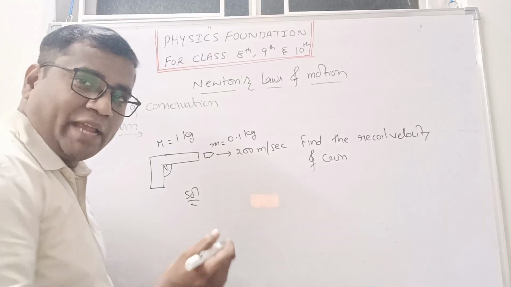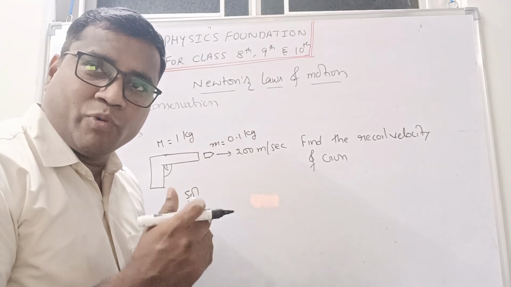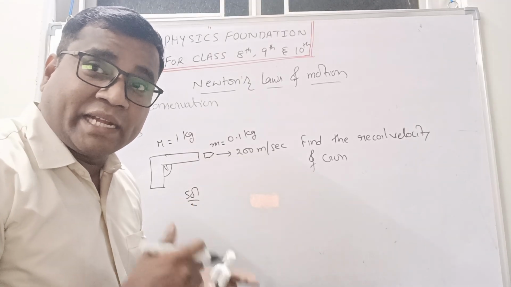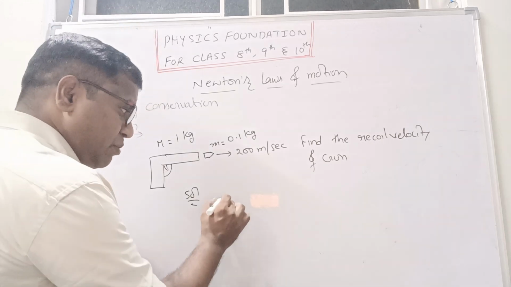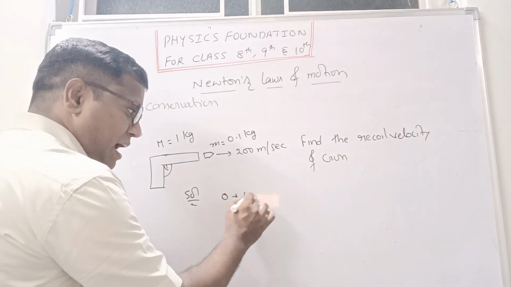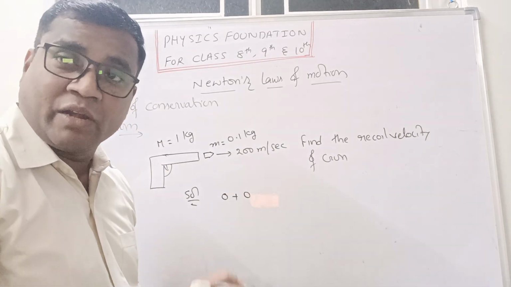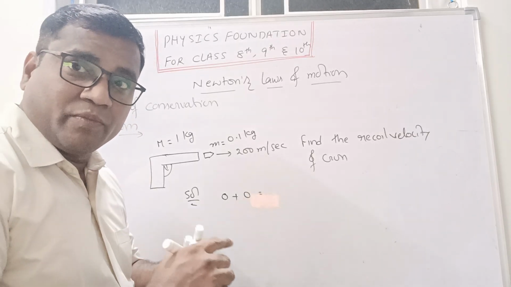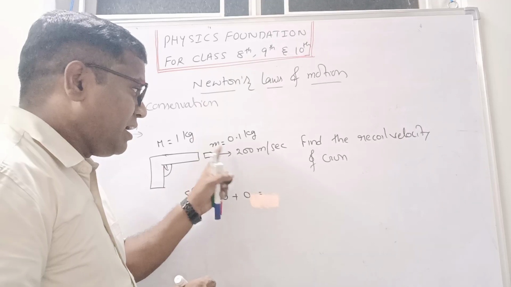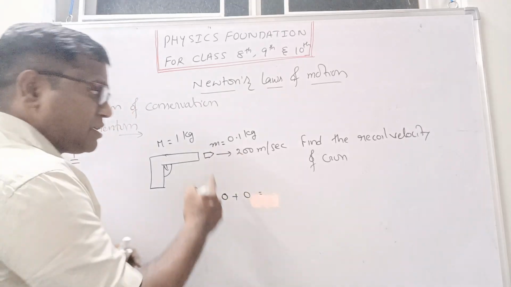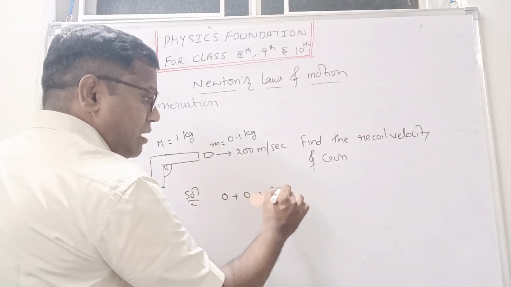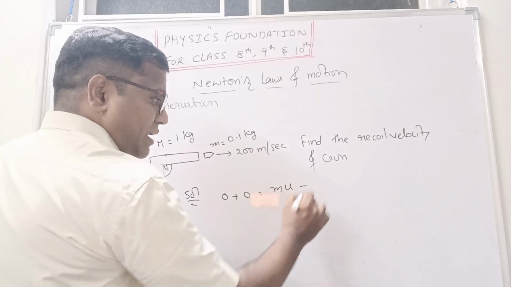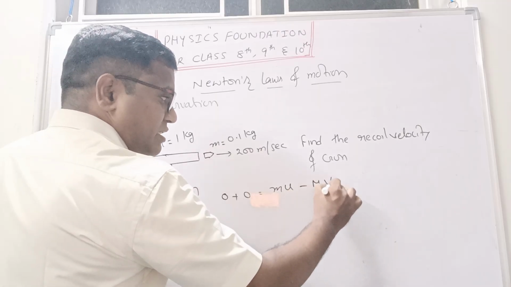Initial momentum: I know that initially both the bullet and the gun are at rest. So initial momentum is 0 for the gun and 0 for the bullet. This is what we discussed, right? Which is equal to final momentum. Mass of bullet and velocity of bullet, minus mass of gun and velocity of gun.